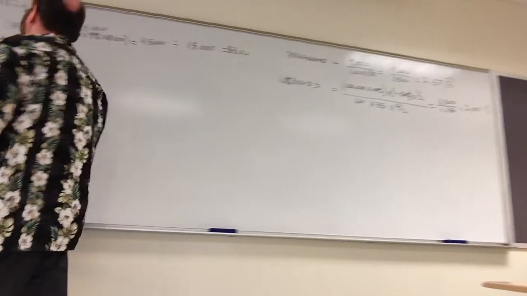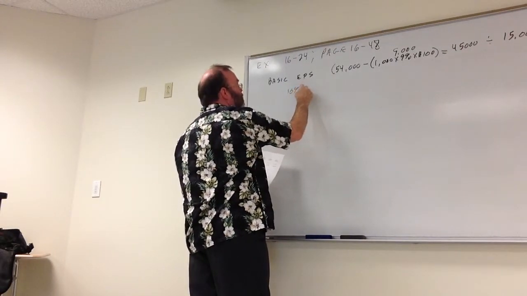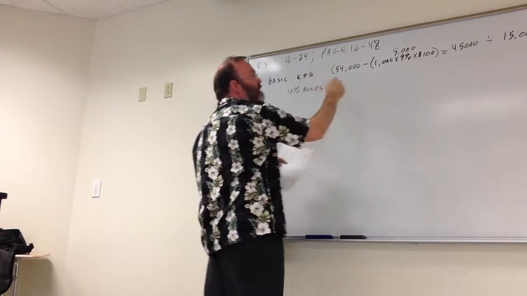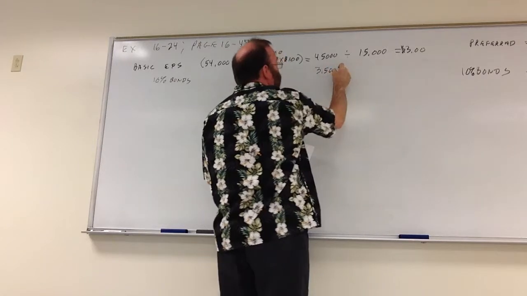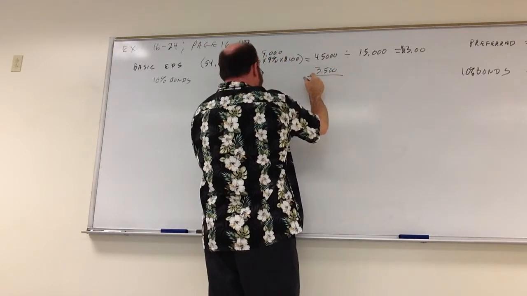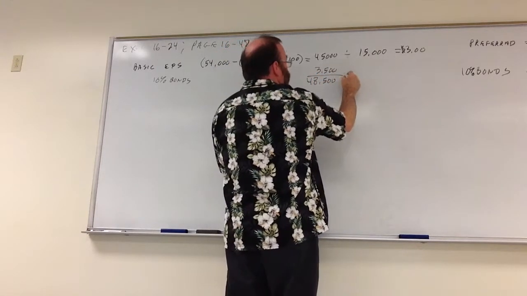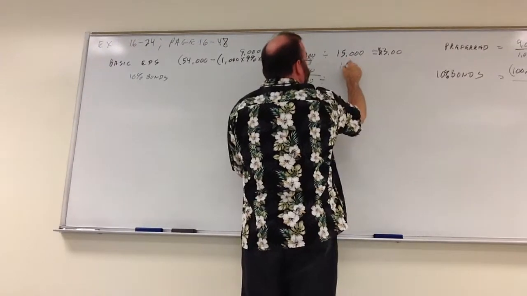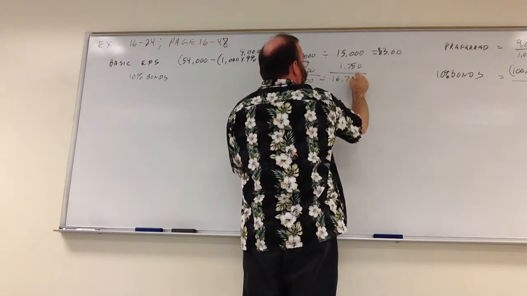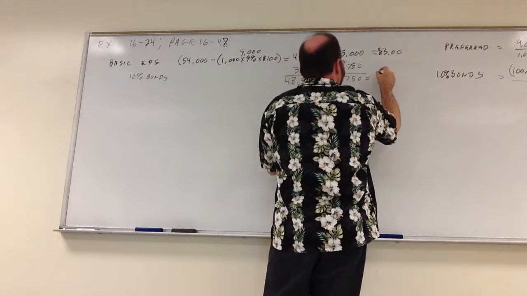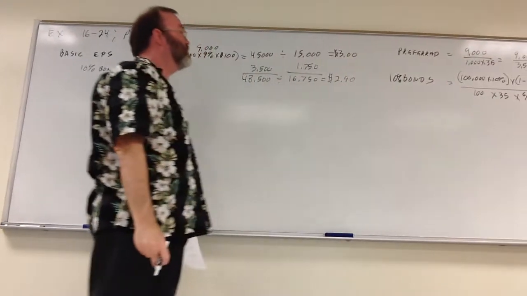So back over here to our basic earnings per share. We start with the 10% bonds. We're going to add 3,500 to the numerator, bringing that to 48,500. And we're going to divide that by the 1,750 to bring that to 16,750. And we're now at a $2.90 diluted earnings per share.